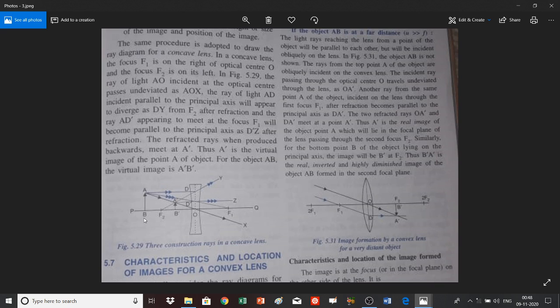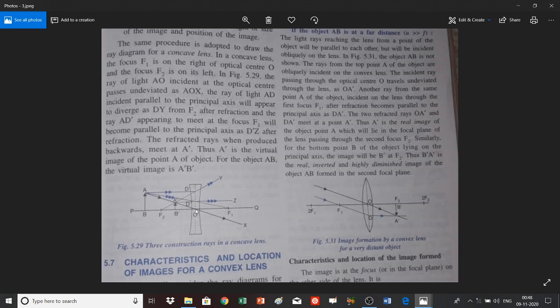So here is your object, and this is the concave lens, and this is the optical center. First consider this ray A, which is passing through the optical center, and it will move straight away without any deviation. So this ray passing through the optical center will proceed in this direction. In this case no deviation will occur, because this ray is passing through the optical center.